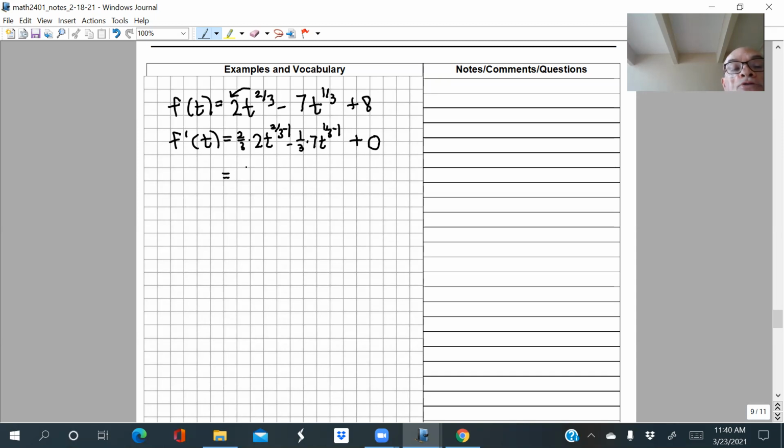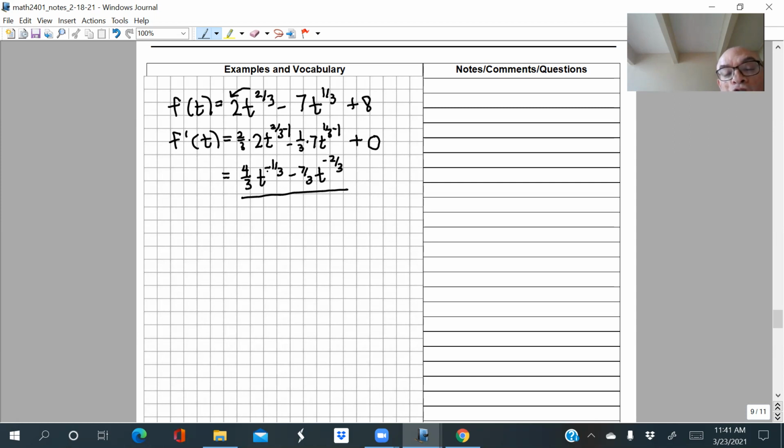So we get, let's see, 2/3 times 2, I guess that's 4/3. So I have 4/3 t to the minus 1/3 power, and then this is minus 7/3 t to the minus 2/3 power, and then the plus 0 I'm just going to drop. So really, this is already the derivative. So you can really use that and evaluate that, even with the negative exponents.